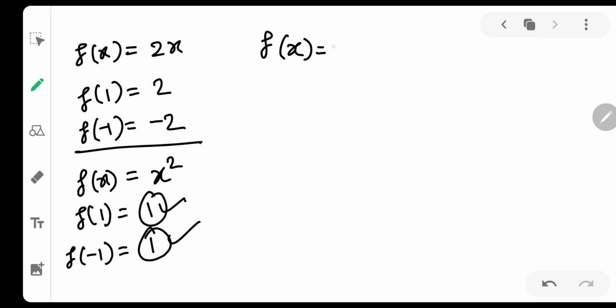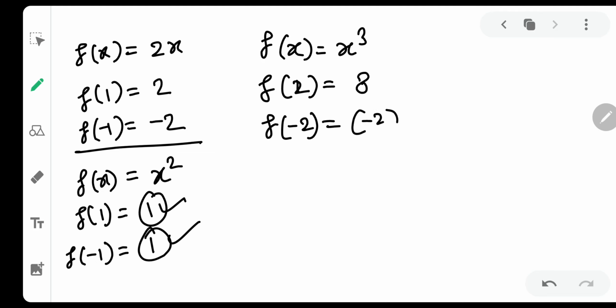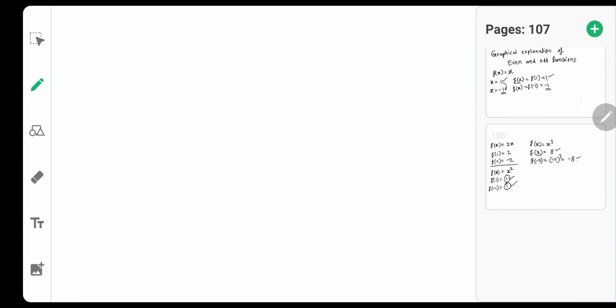F of x equal to x cube, let us say, and I put x as 2, let us say. So 2 cube is 8, very nice. And if I put x as minus 2, it will be minus 2 the whole cube, which is minus 8. So when I replaced x with minus x, the sign of y also changed. It means when x was 2, it was 8, and when x was minus 2, it was minus 8. So these are two kinds of functions which are pretty interesting. So the graphical approach is what I am here for today.